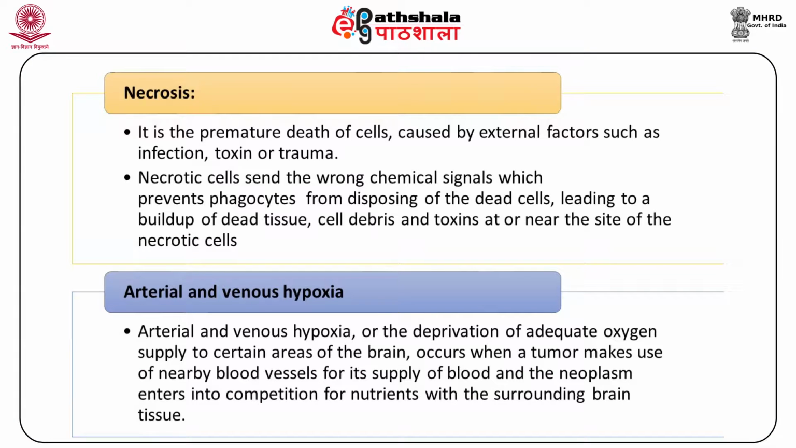4. Necrosis. It is the premature death of cells caused by external factors such as infection, toxins or trauma. Necrotic cells send the wrong chemical signals which prevent phagocytes from disposing of the dead cells, leading to a buildup of dead tissues, cell debris and toxins at or near the site of the necrotic cells.